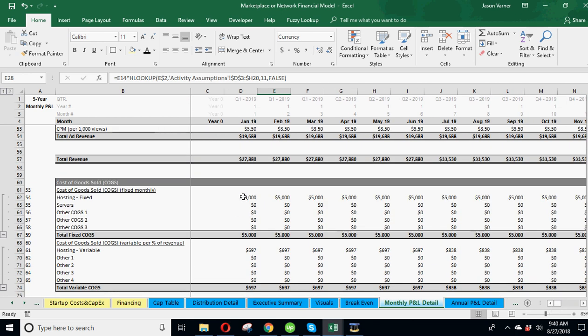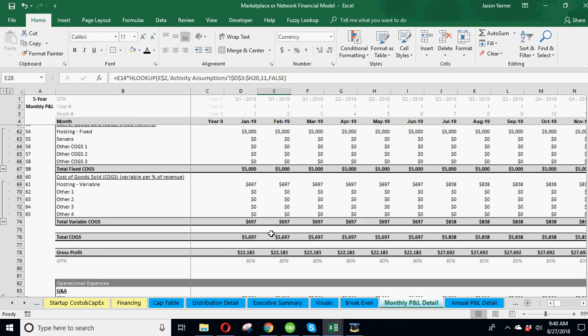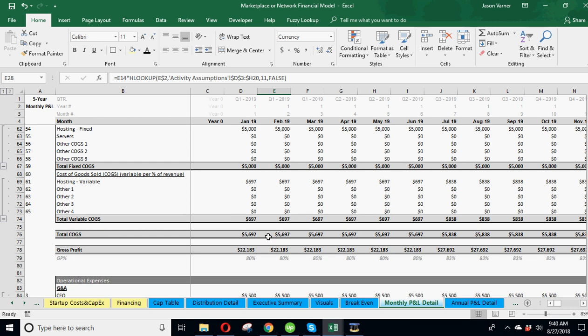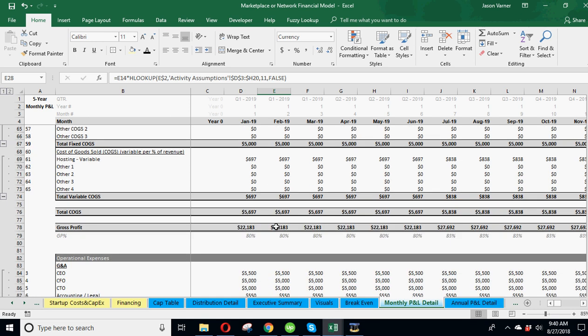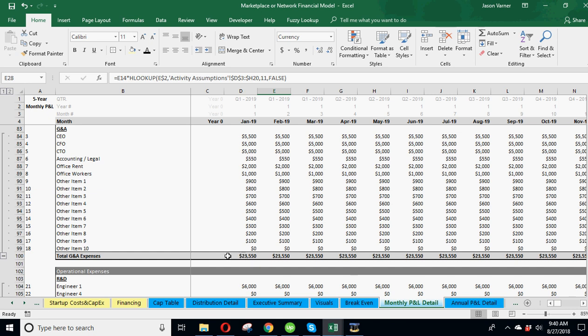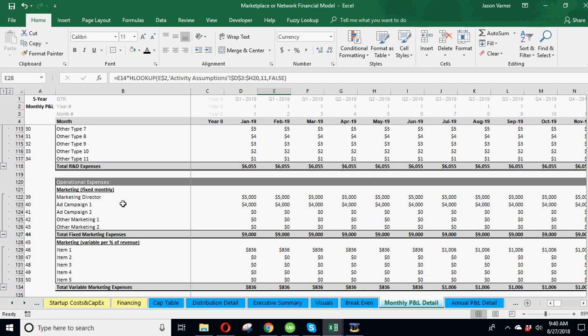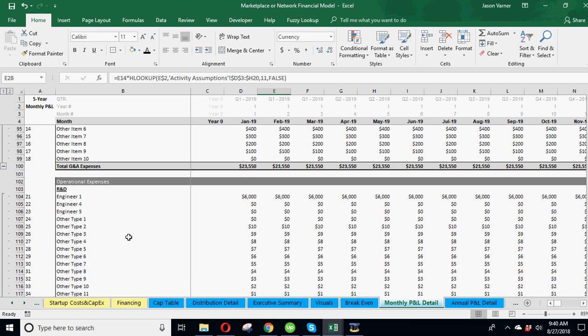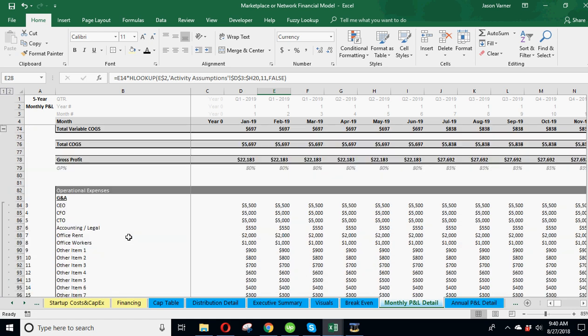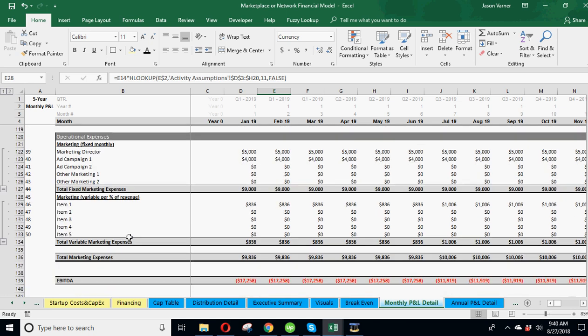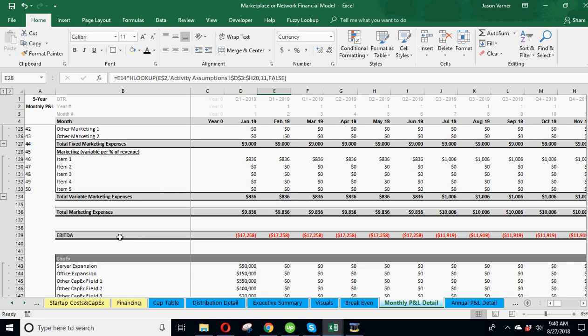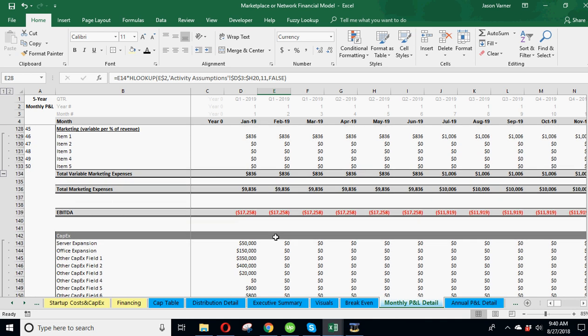You've got your cost of goods sold, fixed, variable. That breaks down to total cost of goods sold. Then you can derive your gross profit. Then you've got your total G&A expenses, R&D, operational, marketing, and then we've got total marketing. Then you can subtract all those high-level lines out to get your EBITDA, earnings before interest, tax, depreciation, amortization.